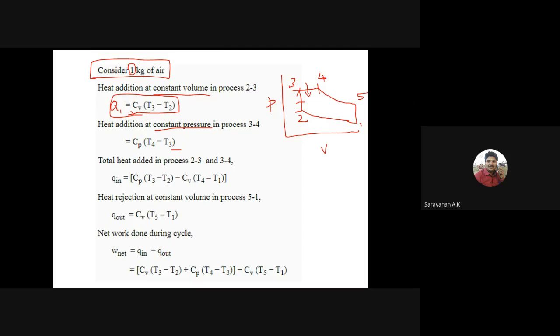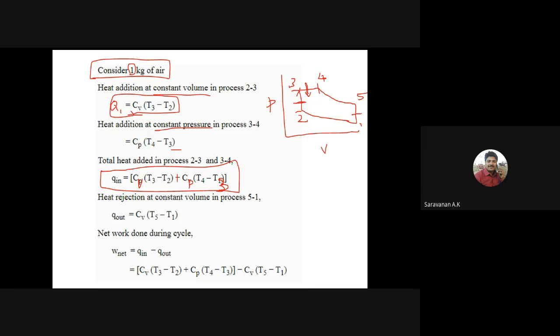So that is Cv (T3 minus T2) plus Cp (T4 minus T3). Right, so the heat addition at constant volume as well as the heat addition at constant pressure, we have to add these two terms. That is the total heat supplied to the system.